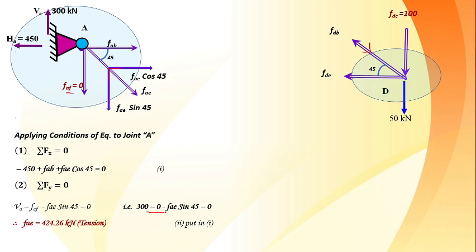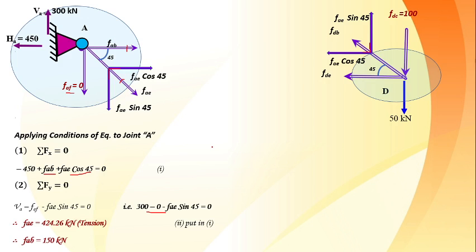So I got FAE is equal to 424.26 kilonewton. It is positive, which means this assumed direction is correct. Once I finish with this, I can move to the next one. Let us directly move to the next joint D. Here you can see, after getting the value of FAE, I have substituted it in equation 1. So I got FAB is equal to 150 kilonewton. So no unknown is remaining here now. I have found out FAB as well as FAE. After finishing with this, move on to the next joint, joint D.